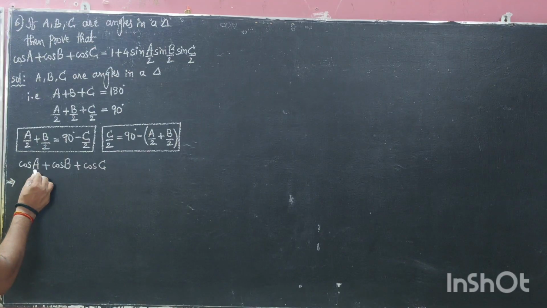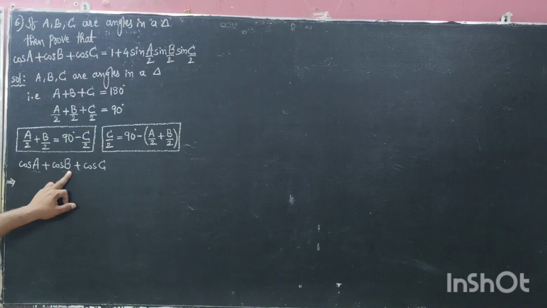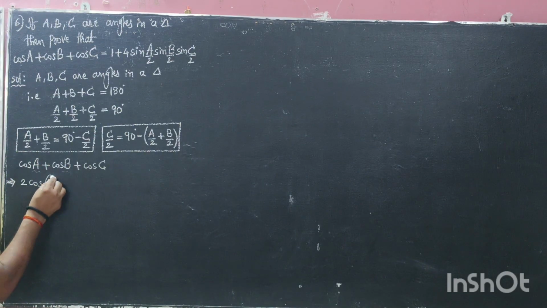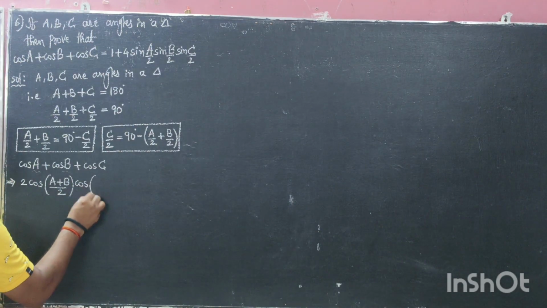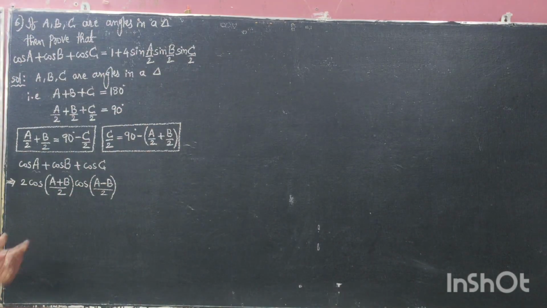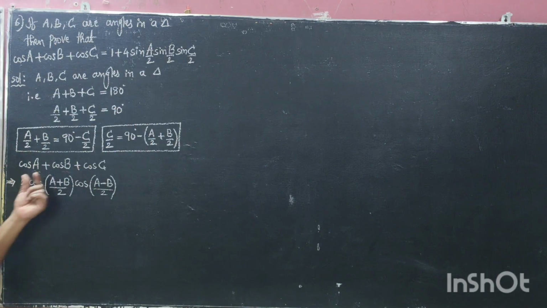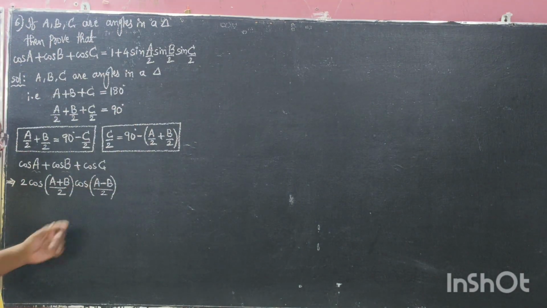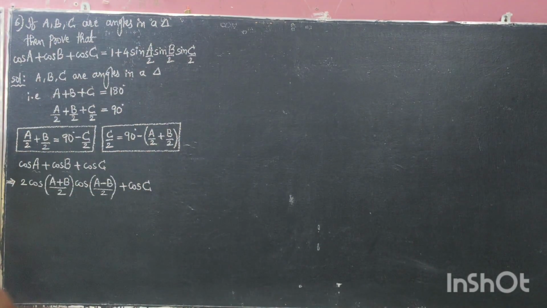Okay. Now same formula, cos C plus cos D. In this problem, what is the C value? A, and what is the D value? B. Cos C plus cos D means 2 cos of C plus D by 2, which we already used in the last problem, into cos of C minus D by 2, means A minus B by 2. So 2 cos of C plus D by 2, cos of C minus D by 2, and the last term cos C as it is, up to 3-4 steps.